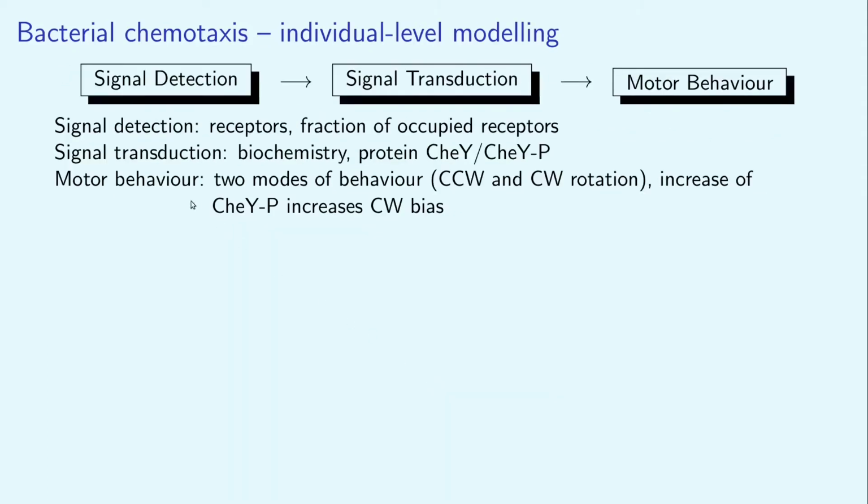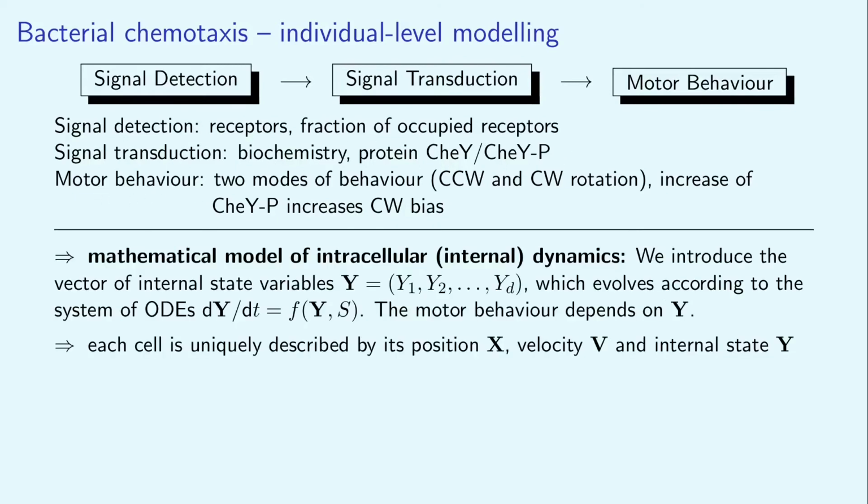The summary of the main processes which we have to include in our individual-based modeling is included on this slide, starting with the signal detection using the receptors on the cell membrane. The fraction of the occupied receptors is an input of the signal transduction biochemical network, and its output is a protein which changes the behavior of flagellar motors. In mathematical terms, we have to describe each cell not only by its position and velocity, but also by additional internal variables, which evolve according to a system of differential equations.